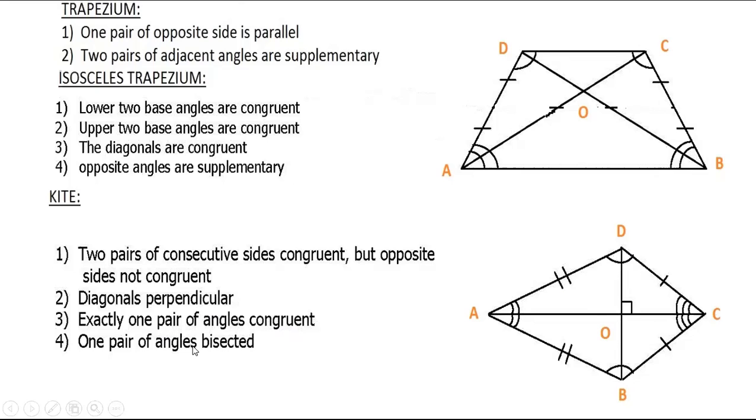One pair of angles is bisected. That means one pair of angles is divided into two equal parts. Just see, AC is the diagonal and this diagonal AC is dividing angle A and angle C into two equal parts.